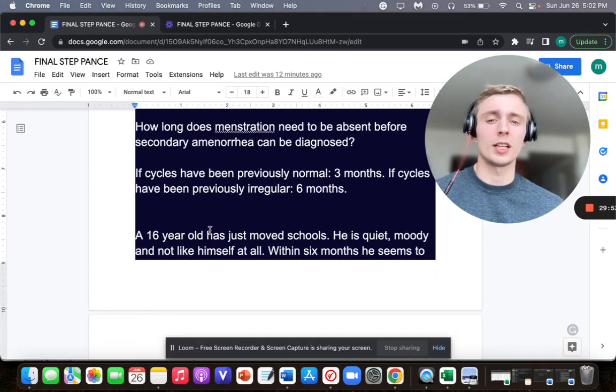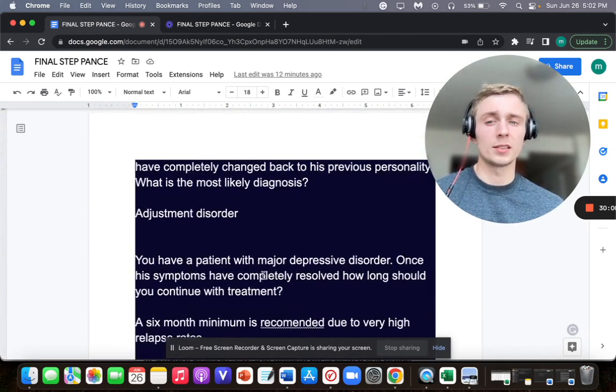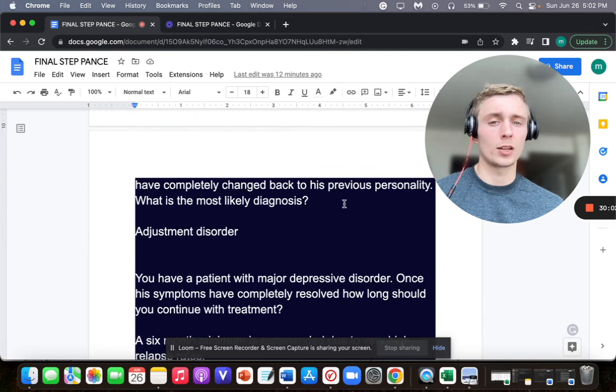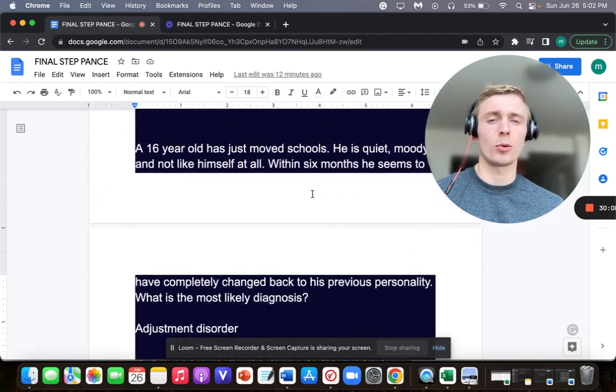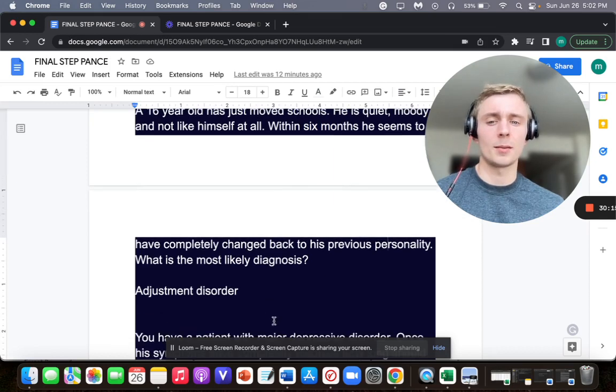So a 16-year-old has just moved schools. He is quiet, moody, and not like himself at all. Within 6 months, he seems to have completely changed back to his previous personality. What's the most likely diagnosis? So most likely diagnosis, importantly, they said 6 months, he seems to have completely changed back to his previous personality. So that's going to be adjustment disorder. They change back within 6 months.